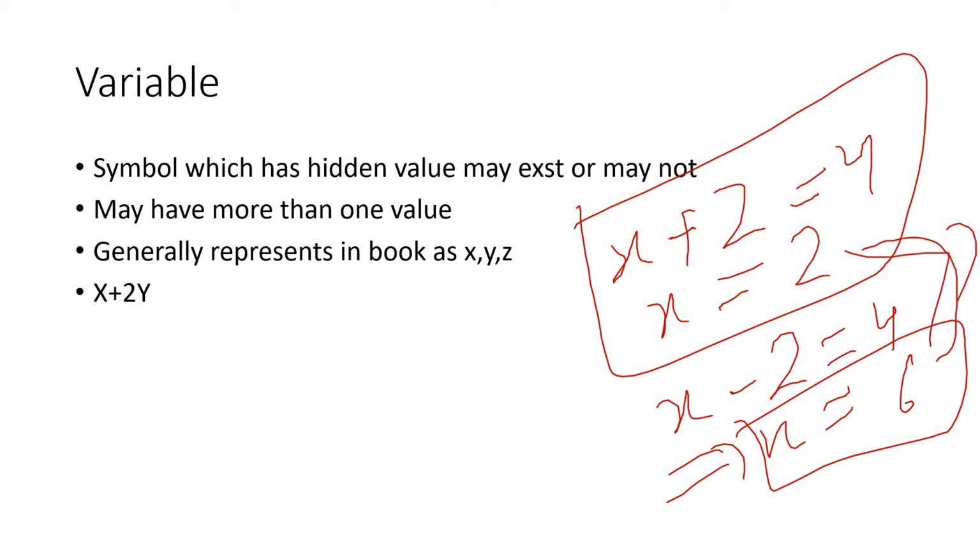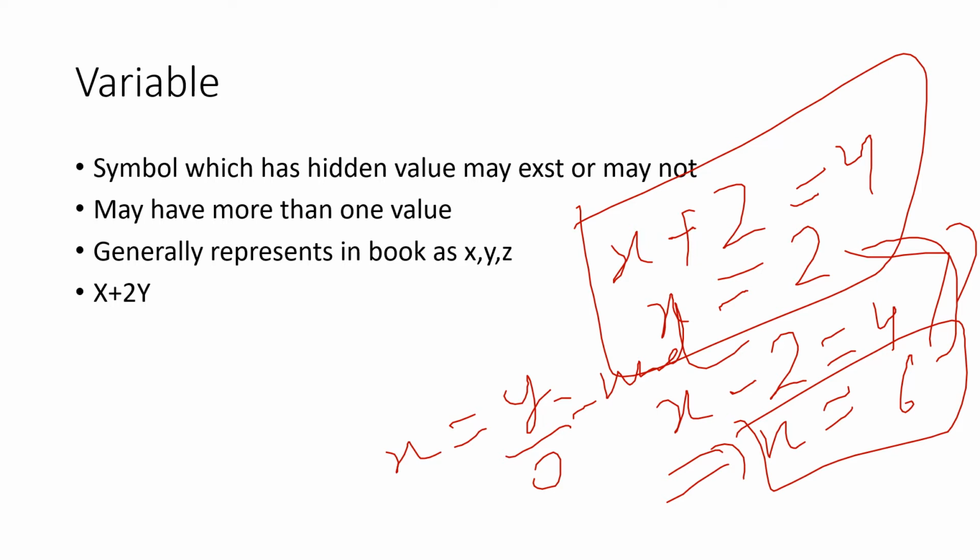So it sometimes exists and sometimes does not exist. For example, let's say x is equal to y by 0. It will not exist because it is divided by 0, so it is undefined.